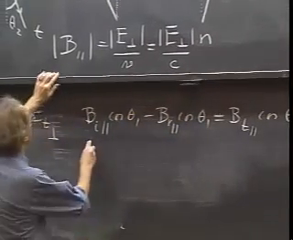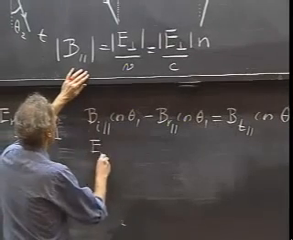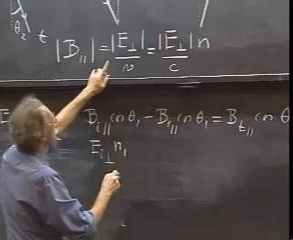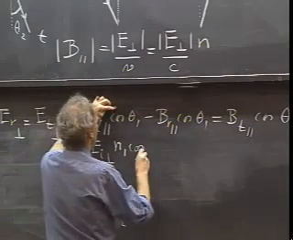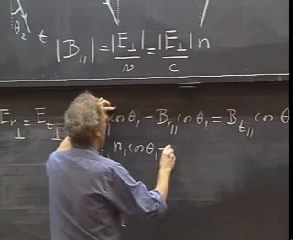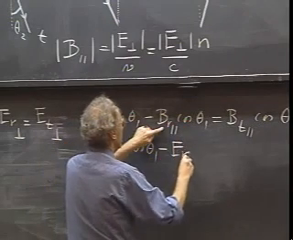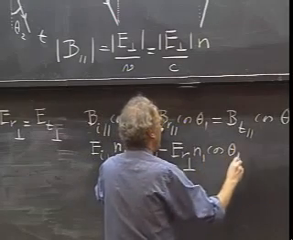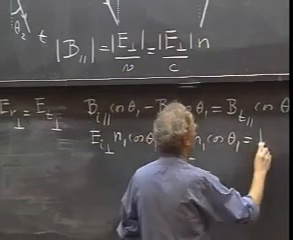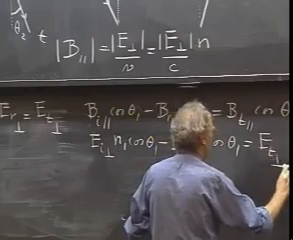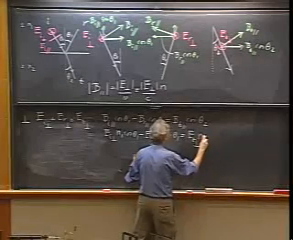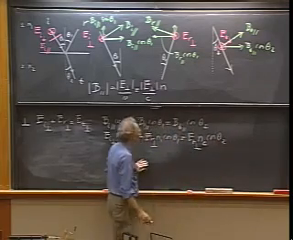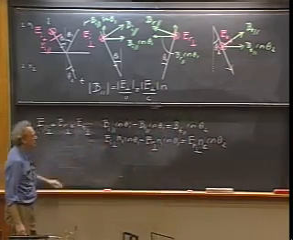So there we go. So now we get E incident perpendicular times N1, because this is medium 1, times the cosine of theta 1, minus E reflected perpendicular times N1 times the cosine of theta 1 equals E transmitted perpendicular times N2, because I'm now in medium 2, times the cosine of theta 2. And I have killed all C's.